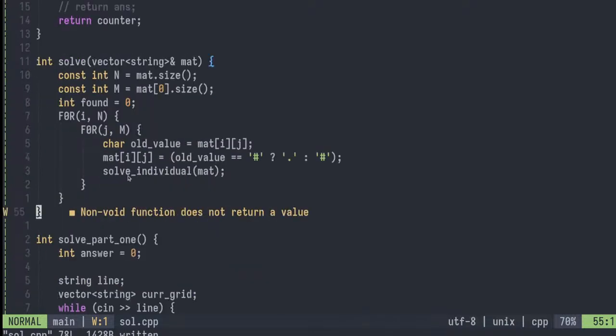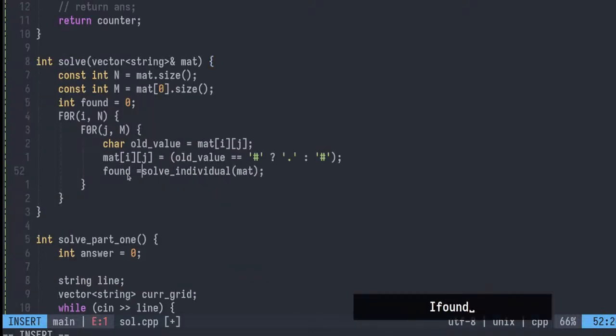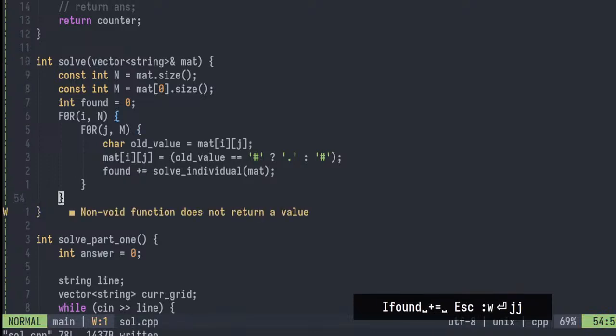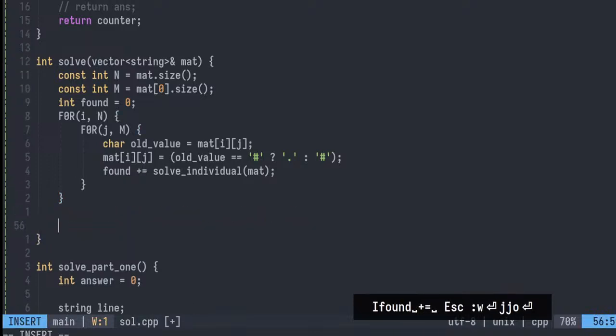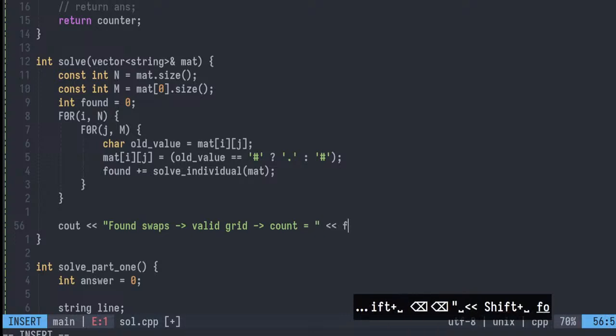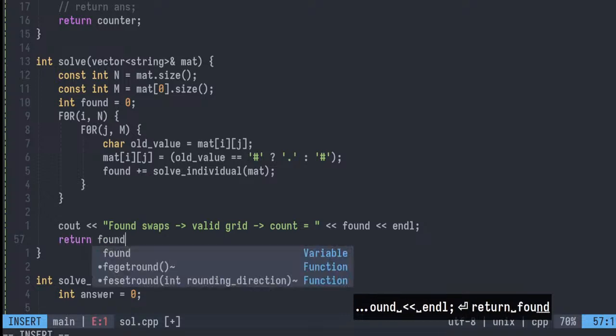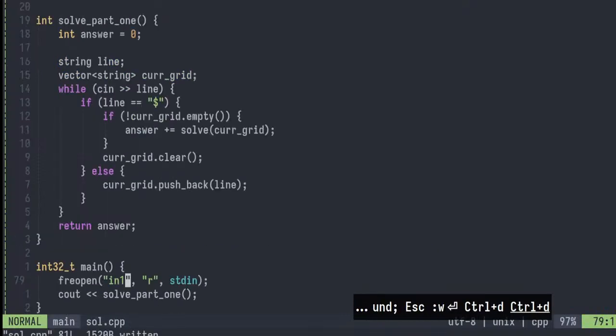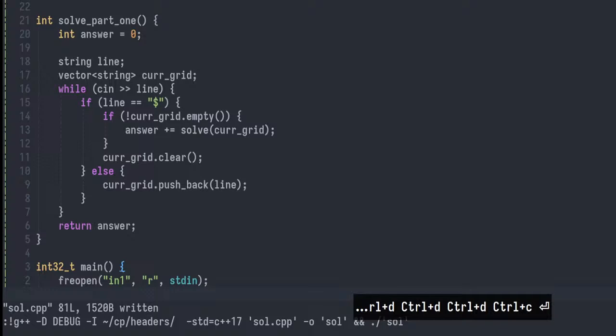And plus equals to this, and I can say that for this particular matrix I found swaps to a valid grid count equals to this many, and let's return found here just for debugging.